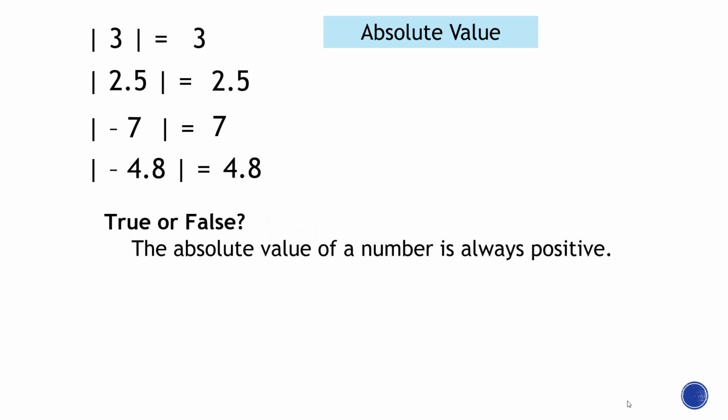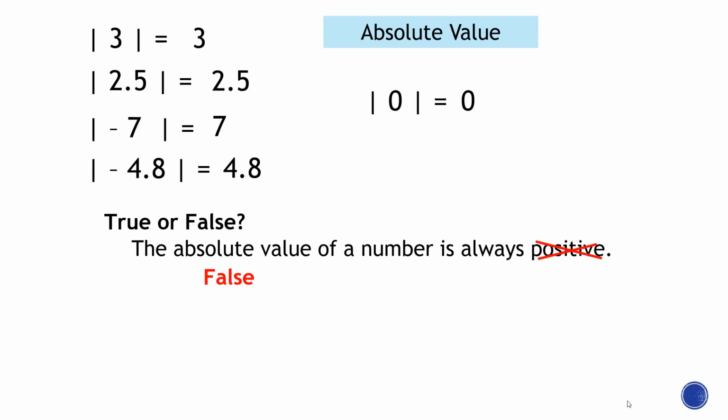Now, let me ask you, true or false? The absolute value of a number is always positive. Okay, if your answer is true, I can't blame you. Well, based on the illustration here, yeah, it's true, but the answer to the question is false. Why is that? Because the absolute value of 0 is 0. And as we all know, 0 is not a positive number or a negative number.